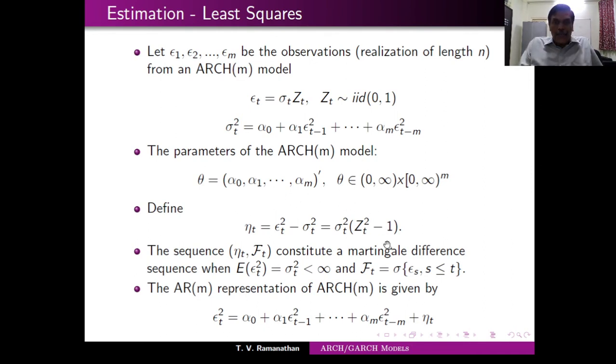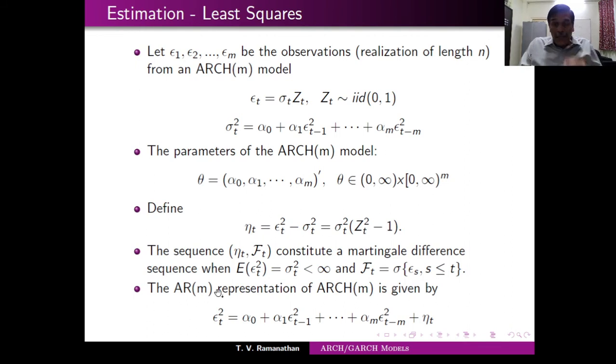So that's what we call a martingale difference sequence. So how do I do that exercise? That's pretty simple. You subtract sigma t square, so here it is 0, and then you add epsilon t square. So this is epsilon t square on the left hand side, and all these quantities are there, and here epsilon t square minus sigma t square, and that is eta t.